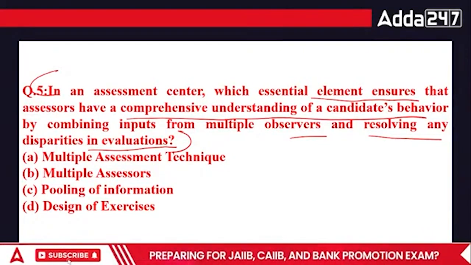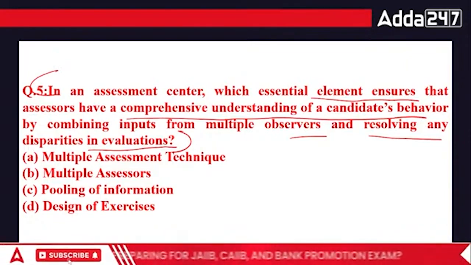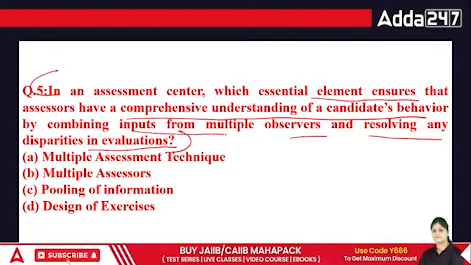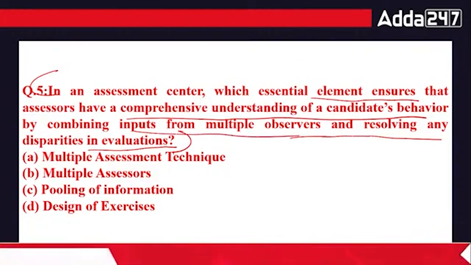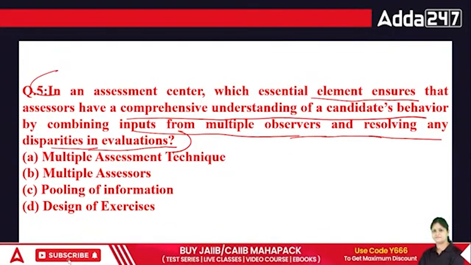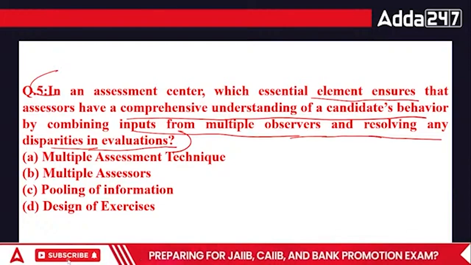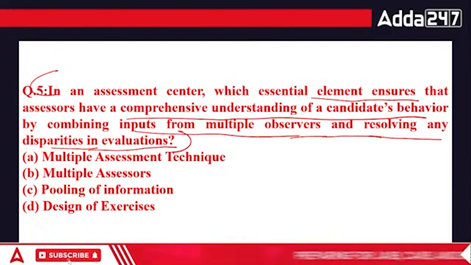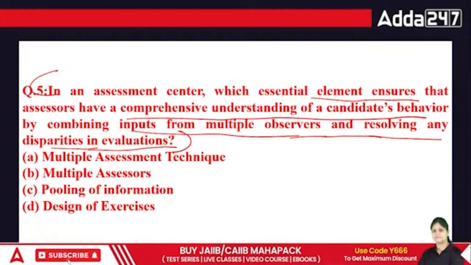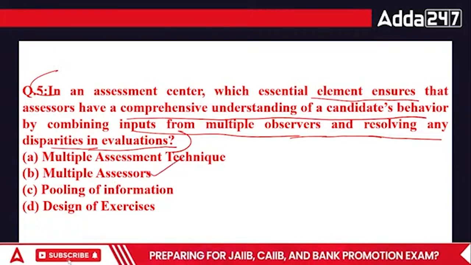Okay. So what is the right answer actually? The right answer here is, in an assessment center, which essential element ensure that assessor have a comprehensive understanding of a candidate behavior by combining input from multiple observer and resolving any disparity in the evaluation process, right? So option A is multiple assessment technique, B is multiple assessor, pooling of information, and design of exercise. So what is the right answer? Right? So that is actually the multiple assessment.